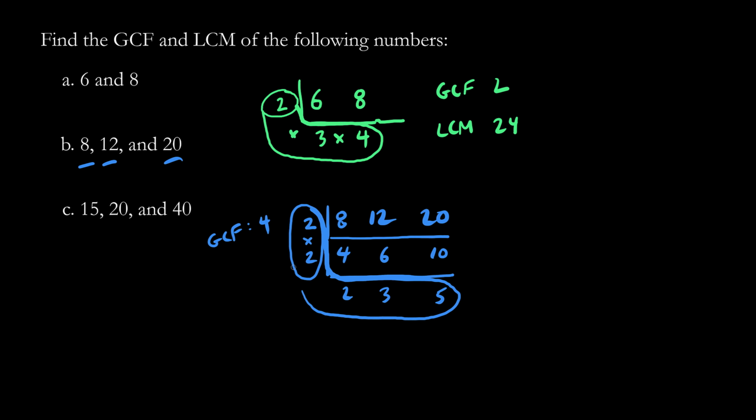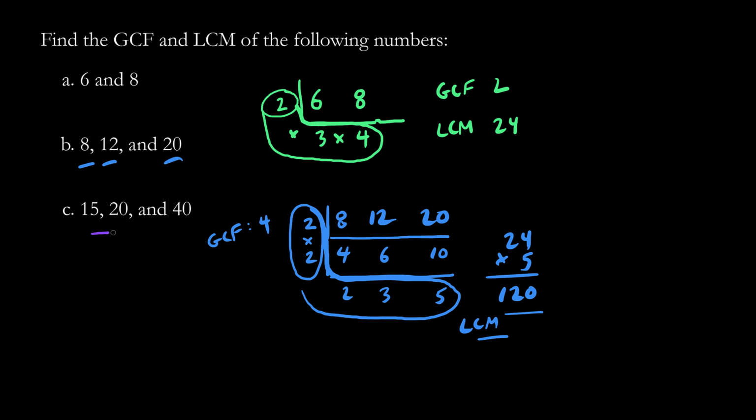So the LCM is 4 times 2, which is 8. 8 times 3 is 24. Times 5 is 120. So we have the LCM of 120. You can verify that this answer is correct on Wolfram Alpha.